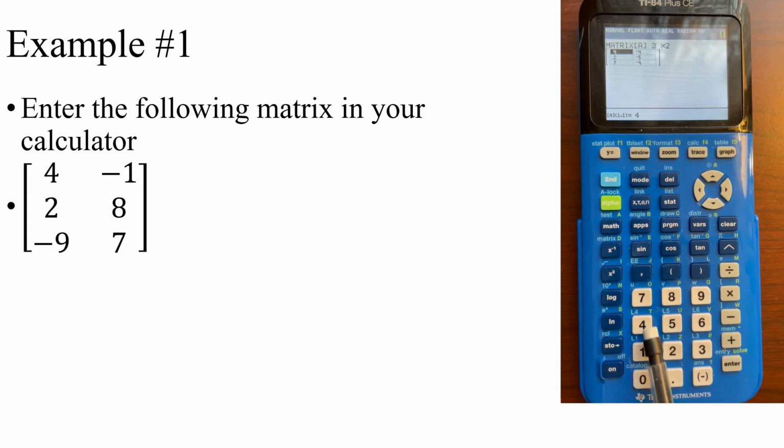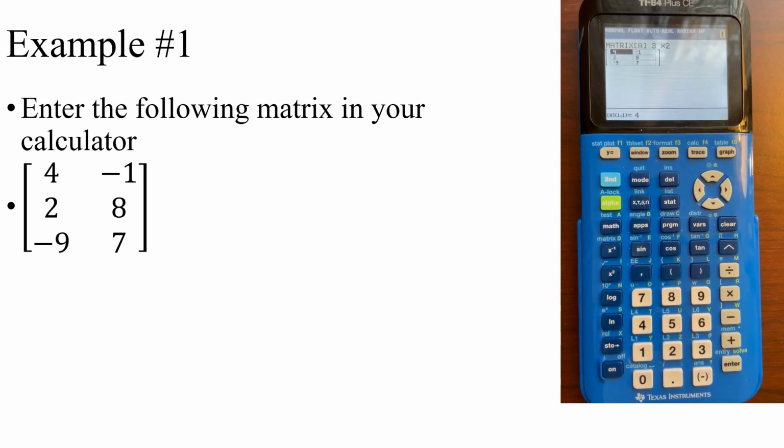So we're just going to fill in the numbers here. It's a 4, then a negative 1, then a 2. And you're seeing as we hit enter, it just moves us right and then down, right and then down, kind of going down the list. And then we have an 8, negative 9, and a 7. So that's all we got to do to create a matrix.